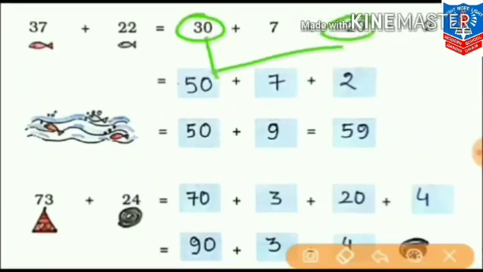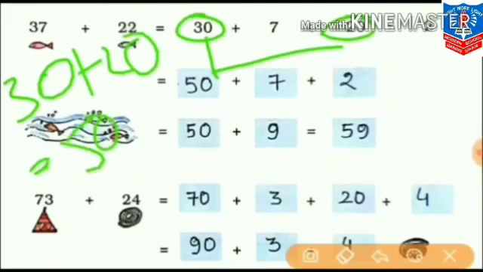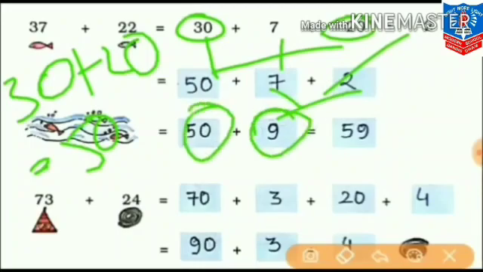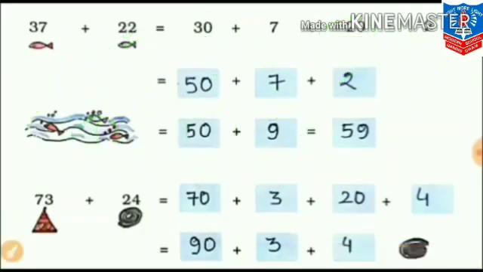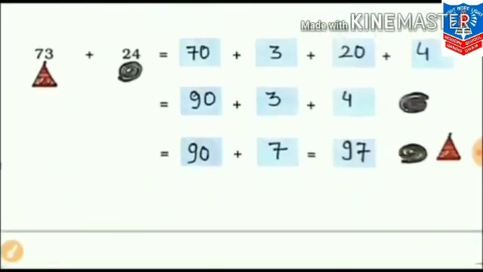30 plus 20. उन दोनों को पहले प्लस कर दो, it becomes easy. You just have to simply split the numbers. Then write 7, then write 2. नीचे वाले बॉक्स में लिखो 50. 7 plus 2 is 9. 50 plus 9 is 59.